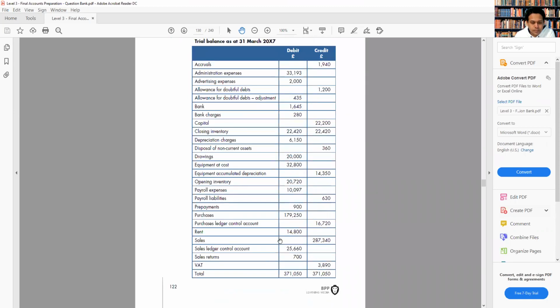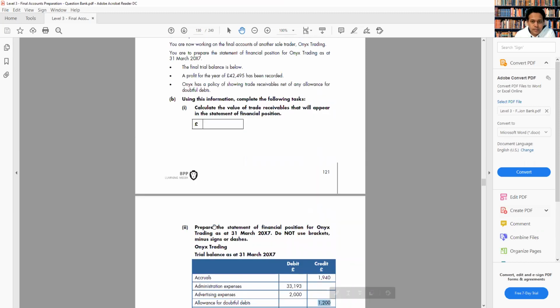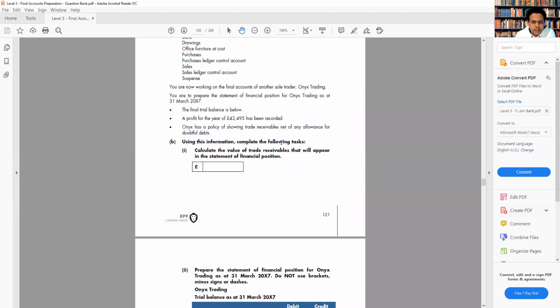How much is the sales ledger control we have? So we have 25,660. This is my sales ledger control balance. And the question said minus any allowance for doubtful debt. So you can see allowance for doubtful debt, we have 1,200. So you have to minus that, because the company has a policy to show the net value of the receivables. So that will be 25,660 minus 1,200, and that will give you 24,460.